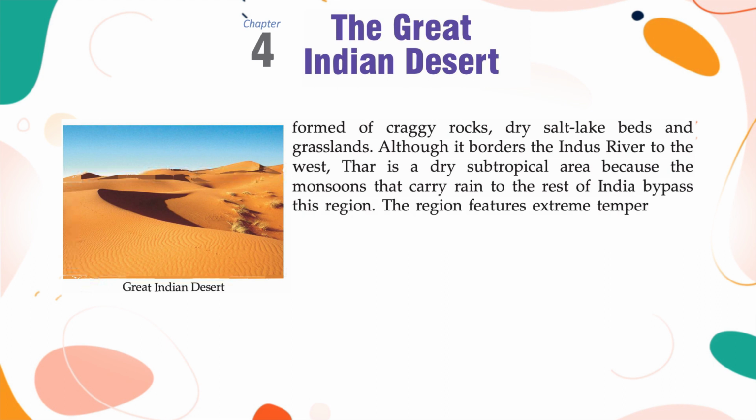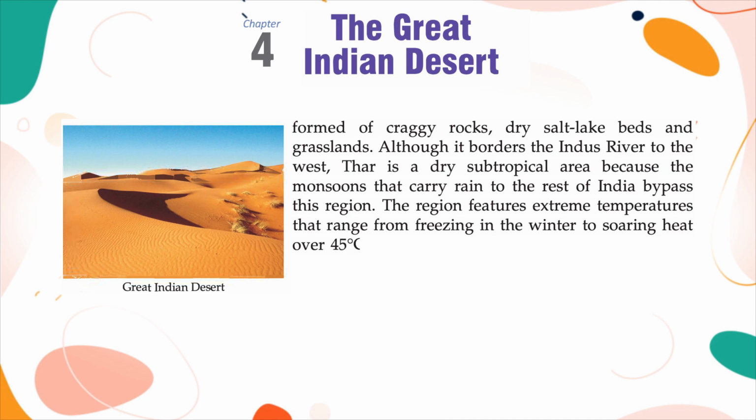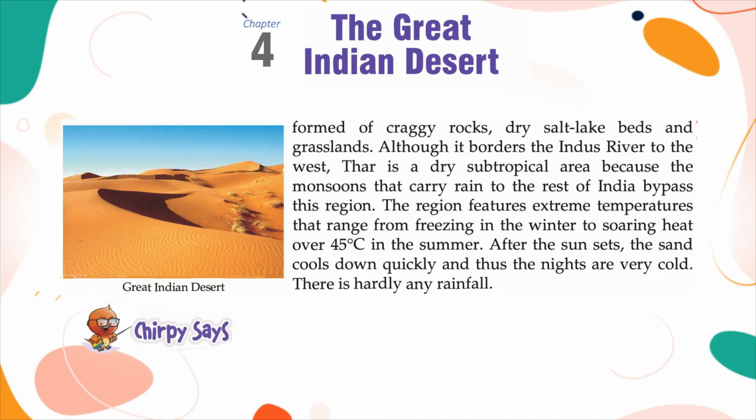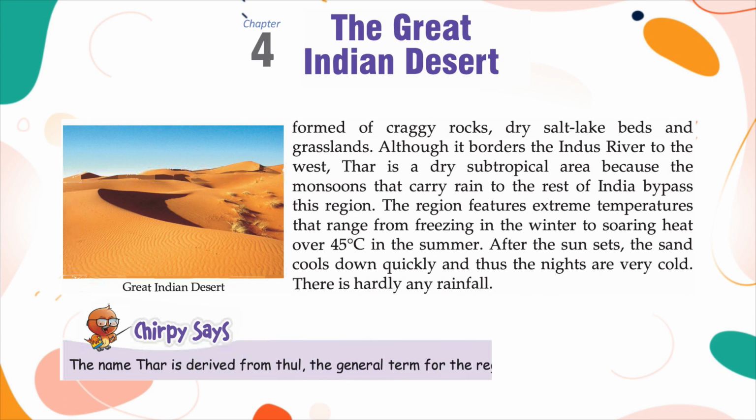The region features extreme temperatures that range from freezing in the winter to soaring heat over 45 degrees Celsius in the summer. After the sun sets, the sand cools down quickly and thus the nights are very cold. There is hardly any rainfall. Chirpy says, the name Thar is derived from Tul, the general term for the region's sand ridges.